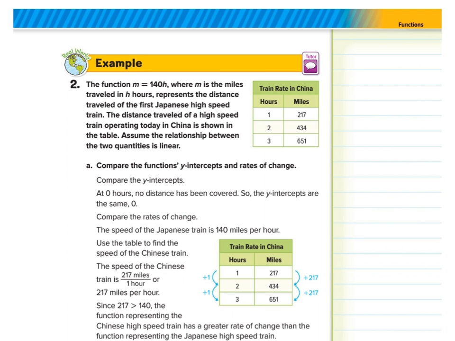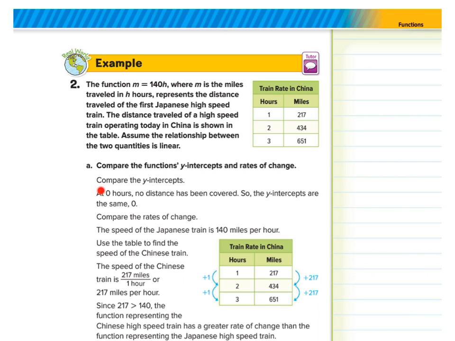In real-world example 2, the function m equals 140h, where m is the miles traveled in h hours, represents the distance traveled of the first Japanese high-speed train. The distance traveled of a high-speed train operating today in China is shown in the table. Assume the relationship between the two quantities is linear. So, A, compare the functions' y-intercepts and rates of change.